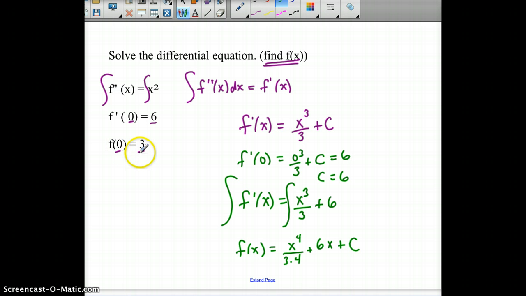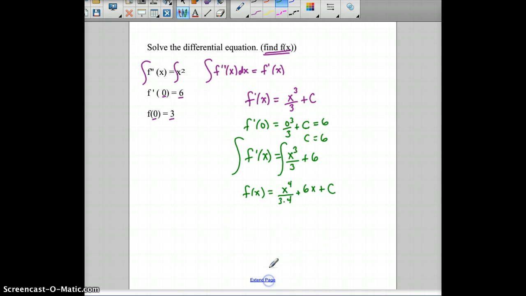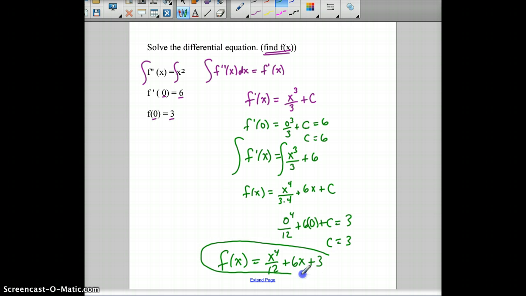Now they give us more information. If x is 0 in the original function, the y value is 3. So if we put 0 here and 0 here, that should equal 3. So then c must be 3 in the original function. So my original function is x to the 4th over 12 plus 6x plus 3. So we're just working backwards from the second derivative to get to the original function. That's what solving a differential equation is.